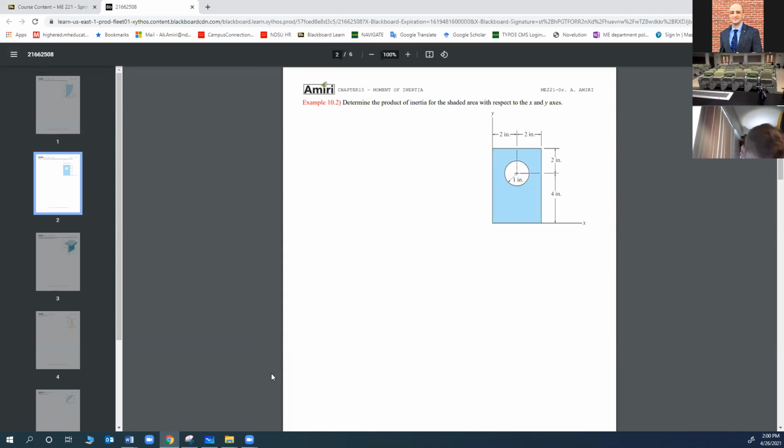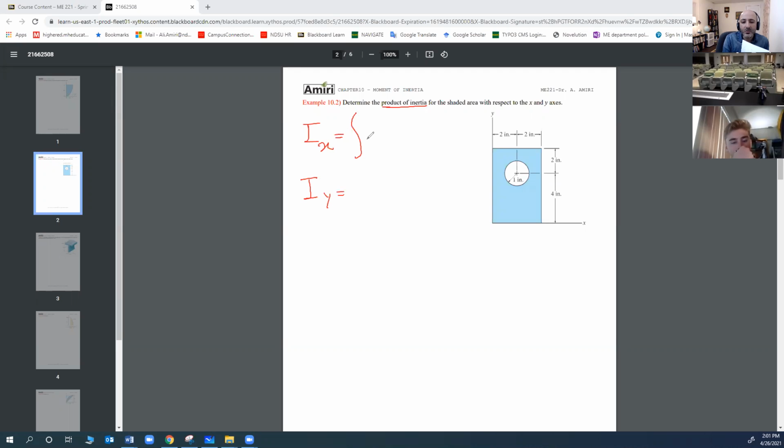Let's get back to moment of inertia, or as here it says, product of inertia for the shaded area. What we've been talking about so far has been I around axis X or I around axis Y. It's usually opposite. So about axis X is going to be y squared dA, and about axis Y is going to be x squared dA.